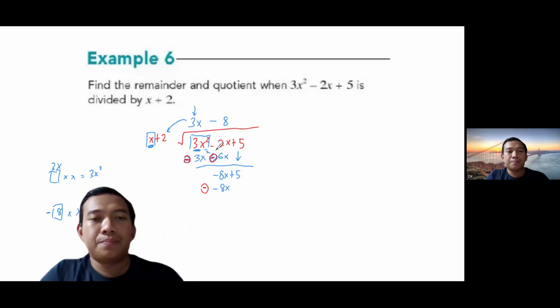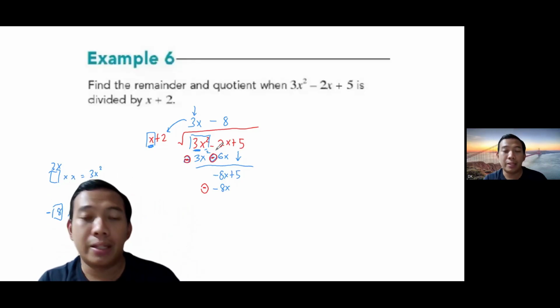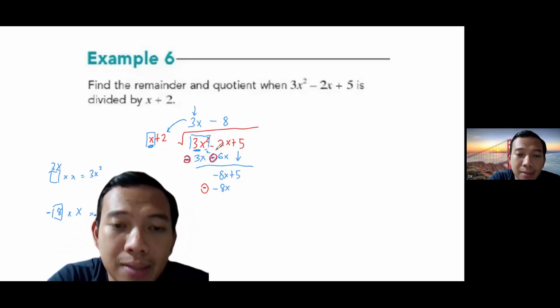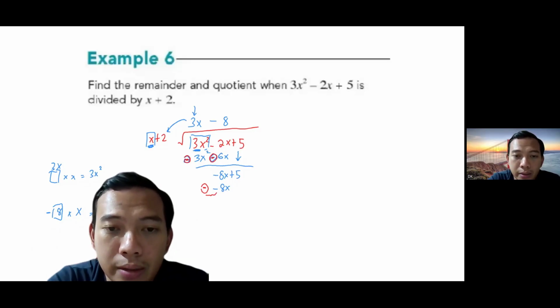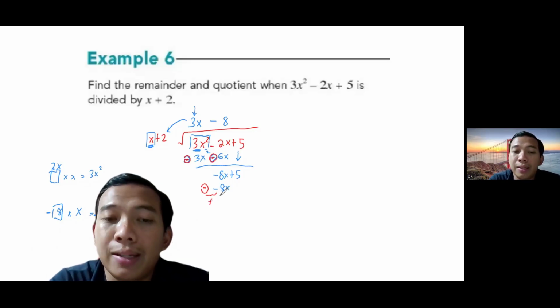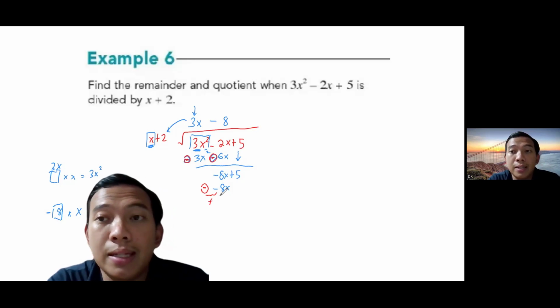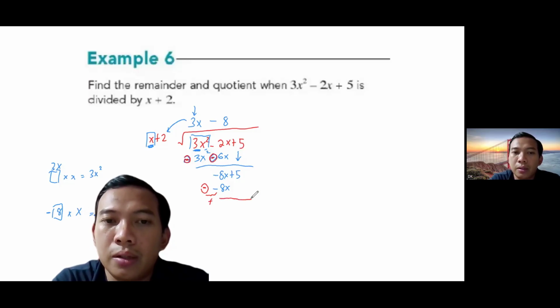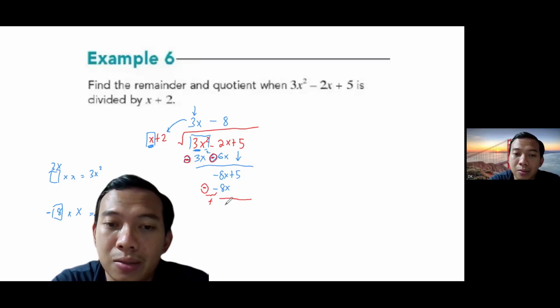With more practice, hopefully you can get better. So minus 8x minus minus 8x, you will get a plus instead. So minus 8x plus 8x, you get a 0. No more. So this one, take note of that. Minus 8x minus minus 8x, we get a plus. So minus 8x plus 8x, you get a 0.